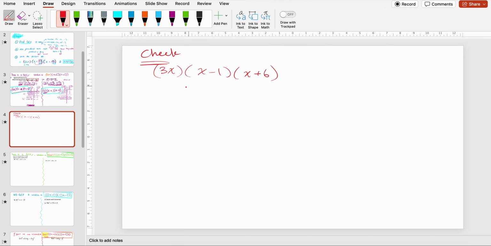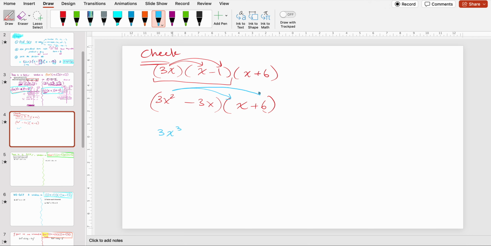So how do you multiply 3 terms? First of all, multiply the first 2 terms. 3x times x is 3x squared. 3x times negative 1, it's negative 3x. And then multiply it with the last one, using FOIL method, 2 terms by 2 terms. So x squared times x, it's 3x to the power of 3.